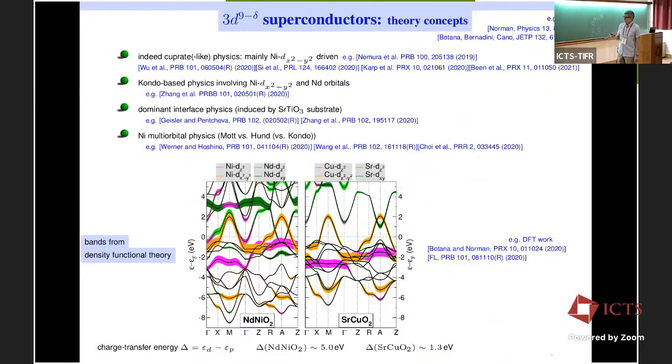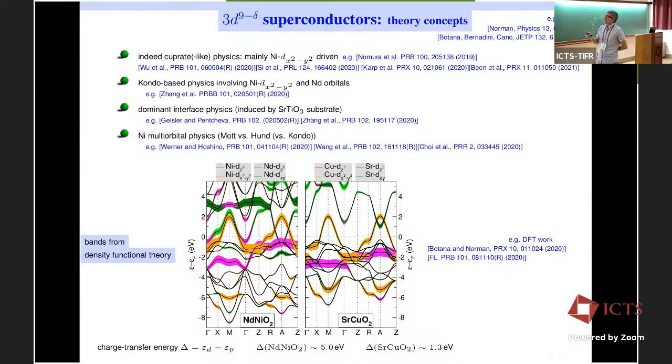Okay, let's then move on to theory, because that is the field that I can maybe say a bit more about, hopefully. Various concepts have been put forward to explain this kind of physics as has been seen. I cannot go into super detail on all of this, but let me mention a few of the directions that people followed after these initial findings.